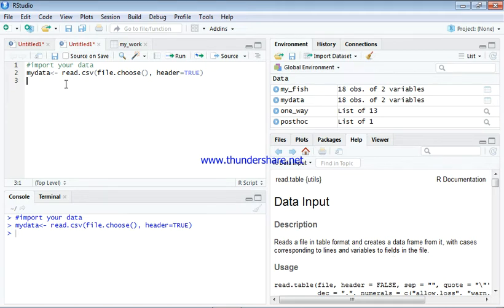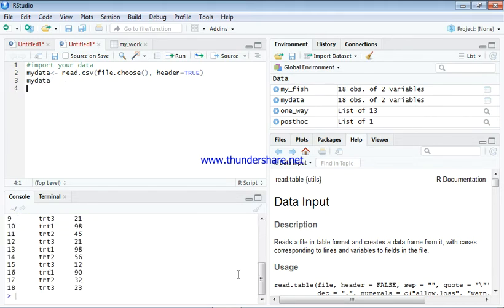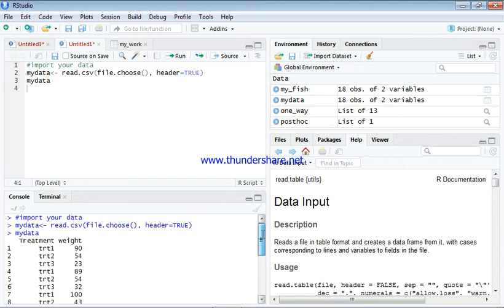Alright, so now we look at my data to see how our data is faring. So these are our data. Now let's quickly go to ANOVA, one-way ANOVA, and how to run that.